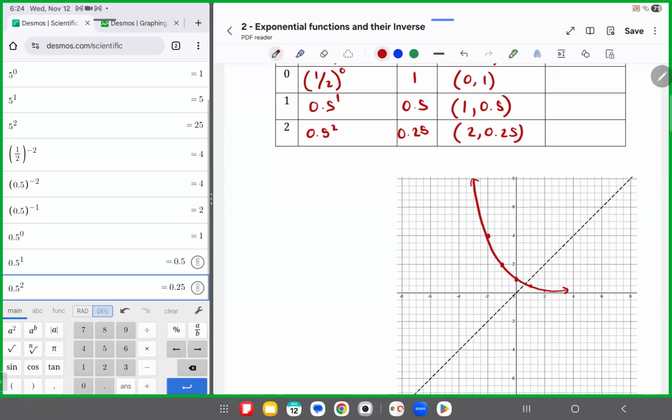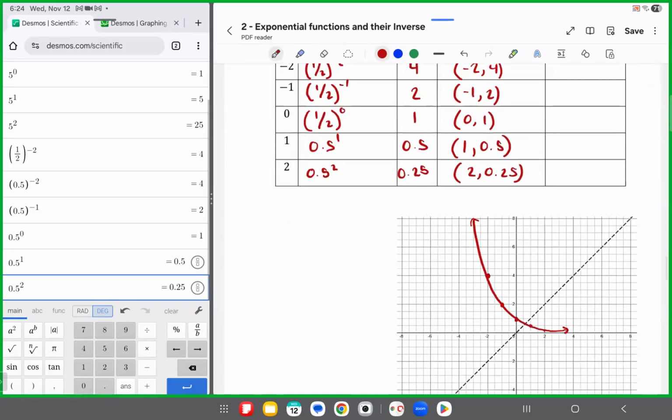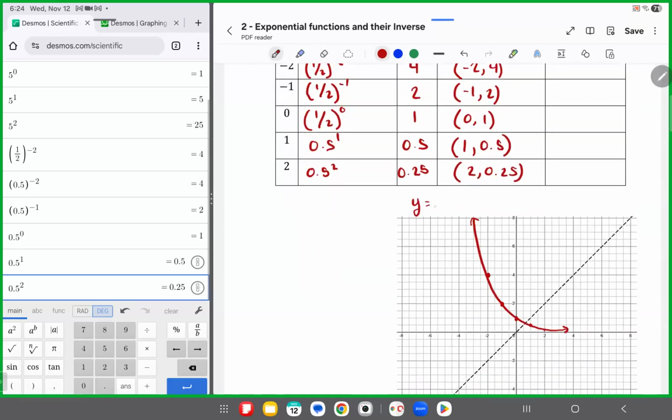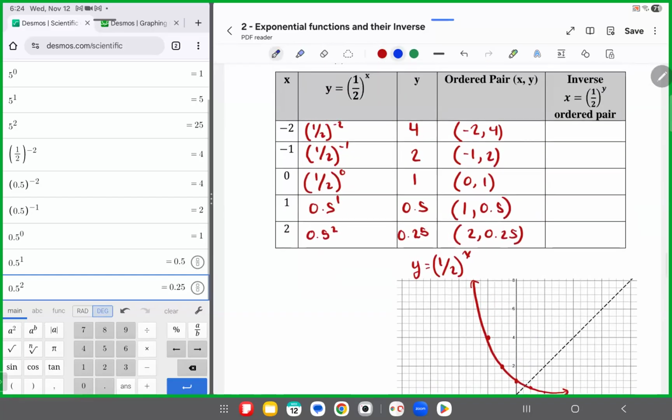Okay, and you've studied this shape of graph before, but if not, that's okay. That's why we're covering it here. Okay, so this is the equation y is equal to 1/2 to the power of x. And if you want the inverse now, x is equal to 1/2 to the power of y, all we need to do is switch the ordered pair.